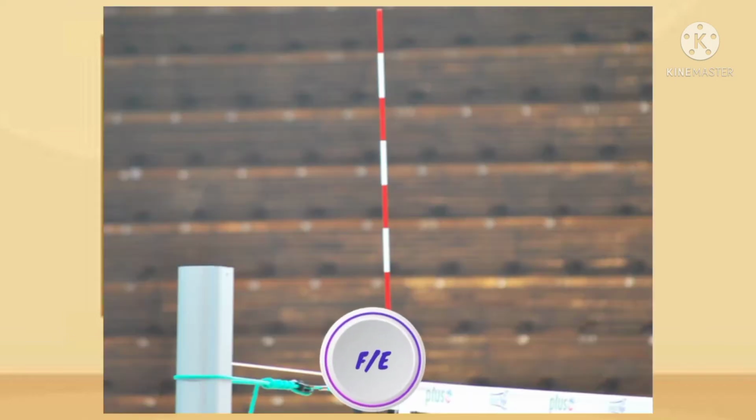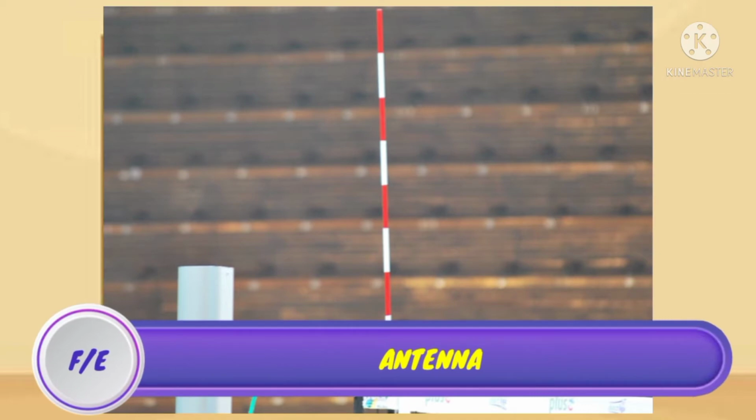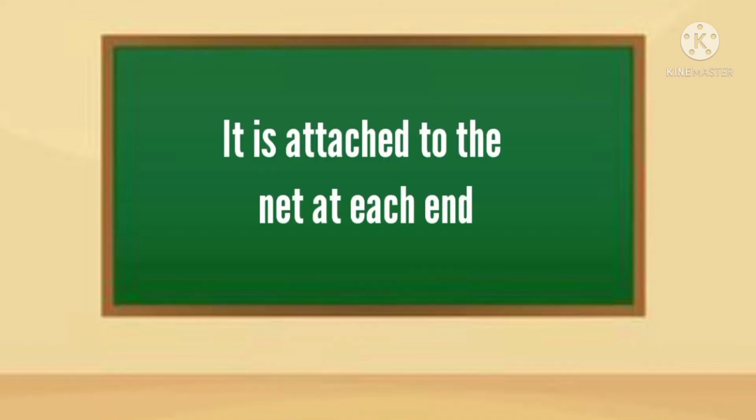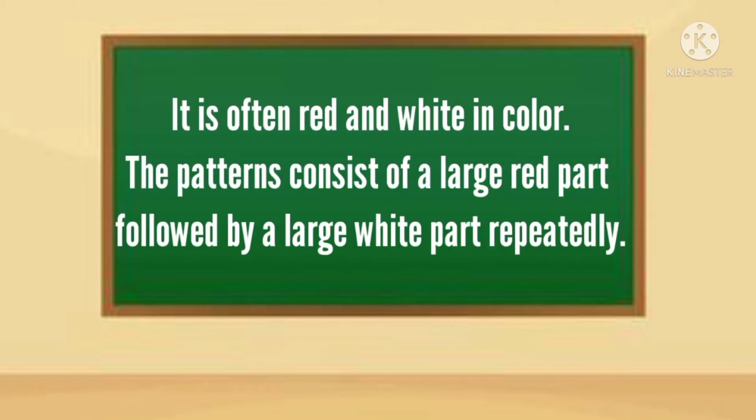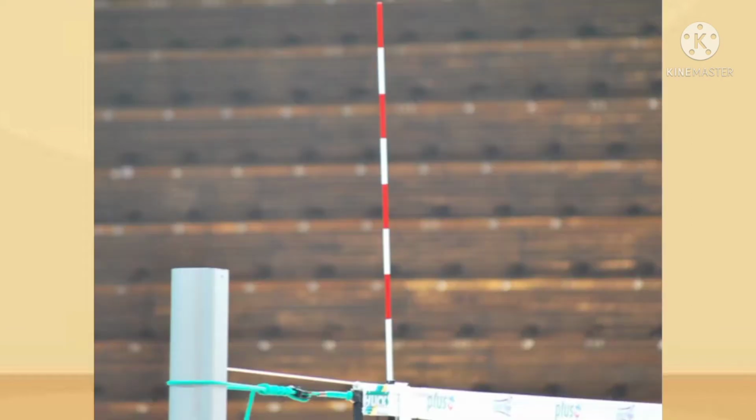Of course, next to the pole is the antenna. The antenna is attached to the net at each end. The purpose of the antenna is to give the referee and the players an aid to judge if the ball is in play or out of bounds. It is often red and white in color. The pattern consists of a large red part followed by a large white part repeatedly. As we have mentioned, the antenna is very useful because it helps the referee judge correctly whether the ball is in or out.